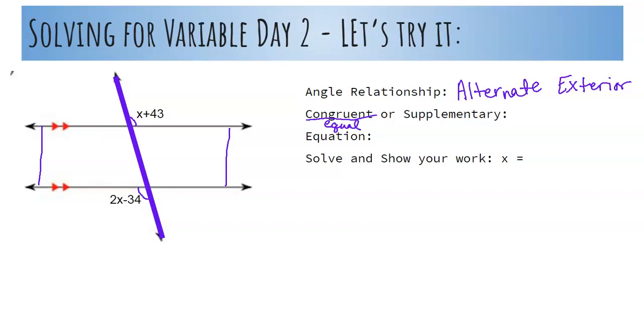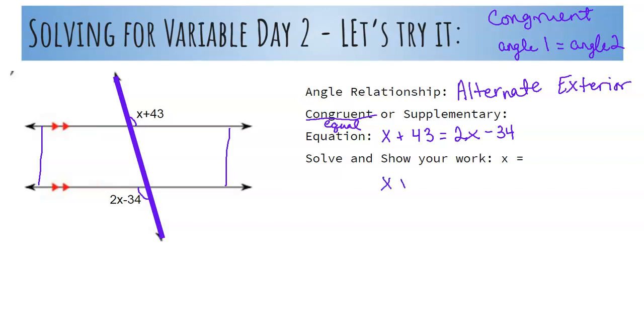Now, if you remember from the other day, we said if they were congruent, our equations were going to look like this: we're going to take our first angle and set it equal to our second angle. So, we're going to look at our angles that we were given. My first angle is x plus 43. My other angle is 2x minus 34. And remember, it does not matter which one is first. If you wrote 2x minus 34 first and then x plus 43, that is perfectly acceptable as well.